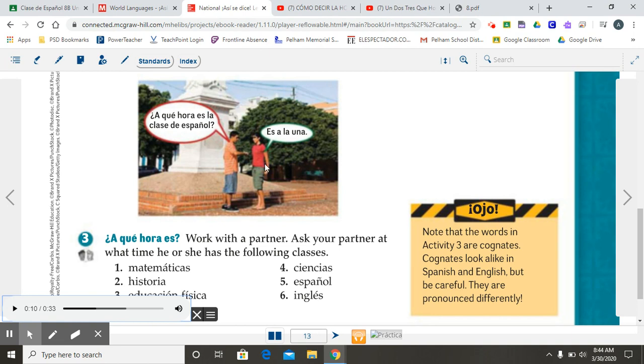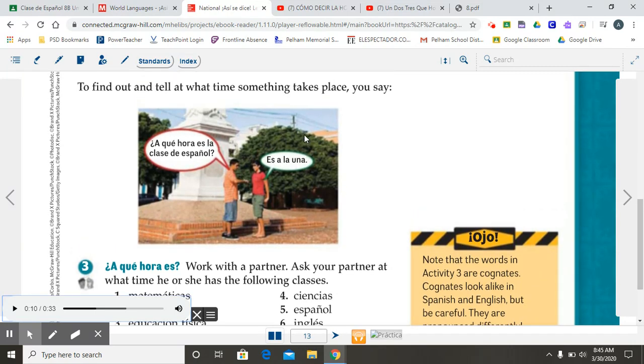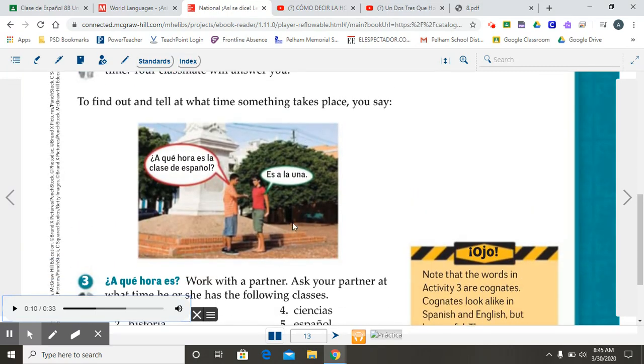And the girl answers, is that a girl? I don't know. Looks like a girl from here, but it's probably a boy. Anyways, they answer, es a la una. Okay? It's at 1. Now, I'm not going to go into details, but you may have noticed that it's a little bit different here, a la una, than what we practiced earlier. It has to do with grammar. Don't worry about it as of right now. Okay?